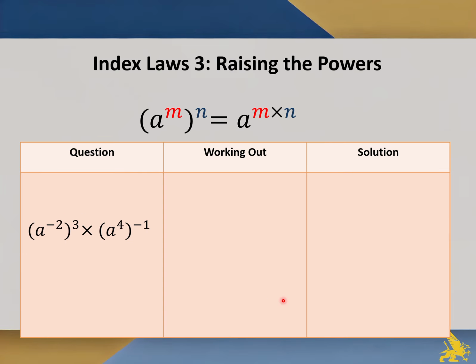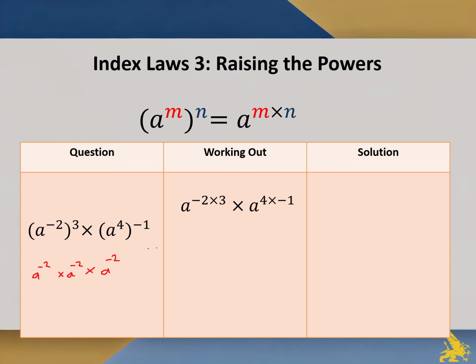Index law 3 is raising the powers. If I've got 3 on the outside here, another way I can write this is I'm really saying I've got a to the power of negative 2 times a to the power of negative 2 times a to the power of negative 2. 3 lots of it, 3 groups. When we talk about groupings, we're talking about multiplying. So I'm just going 3 times negative 2, and then for the negative 1 power, I'm timesing it with the 4.